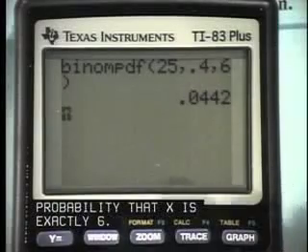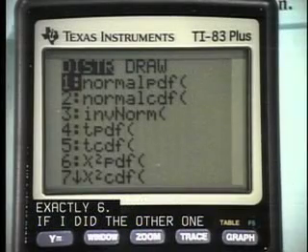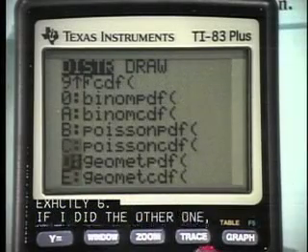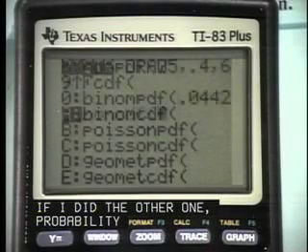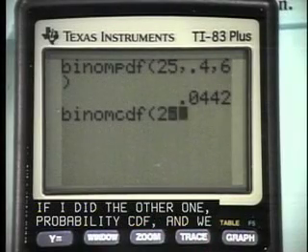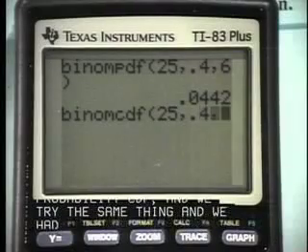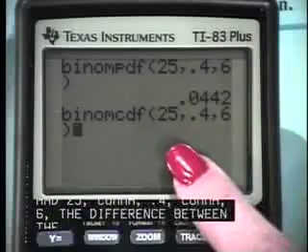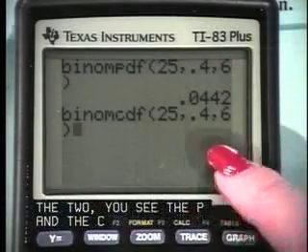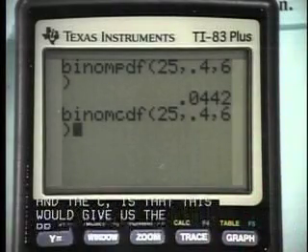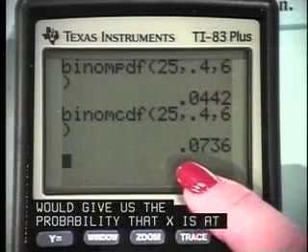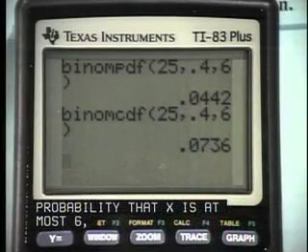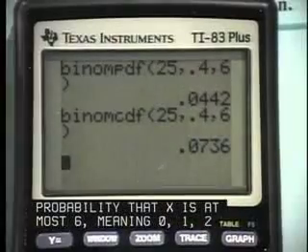If I did the other one, binomial CDF, and we tried the same thing, and we had 25, 0.4, 6. The difference between the two, you see the P and the C, is that this would give us the probability that x is at most 6, meaning 0, 1, 2, 3, 4, 5, or 6. All right, let me look at the next problem.